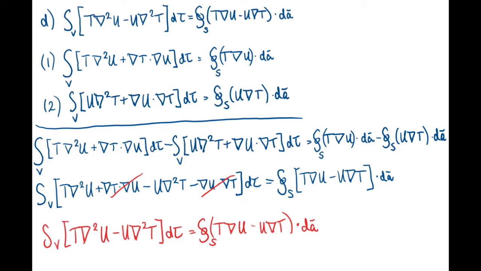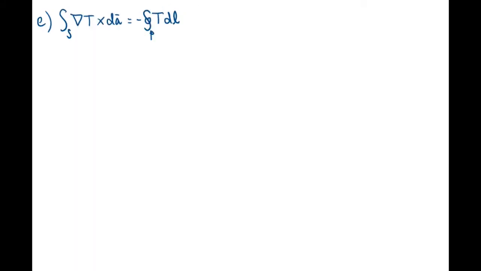Part E asks us to show that the integral of the gradient of a scalar function t crossed with the area vector integrated over a surface is equal to the negative of a closed path integral of the value of the scalar function. So we'll show this by using the fundamental theorem for curls and letting the arbitrary vector in the theorem v equal our scalar function times a constant vector.